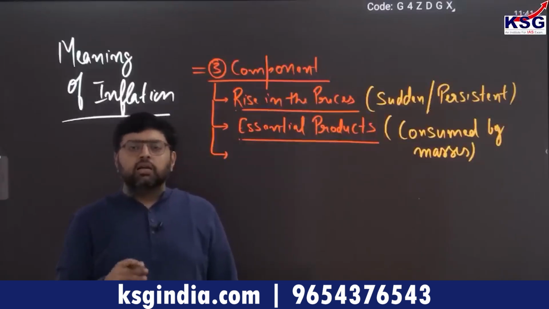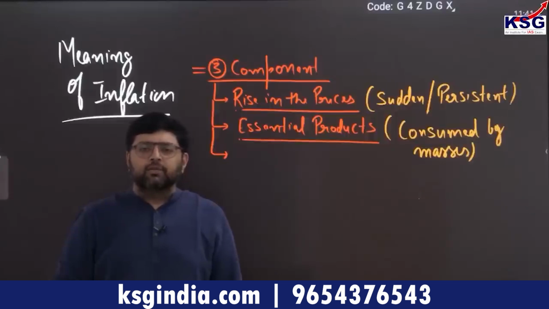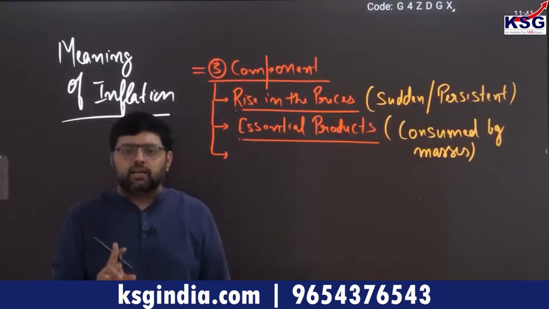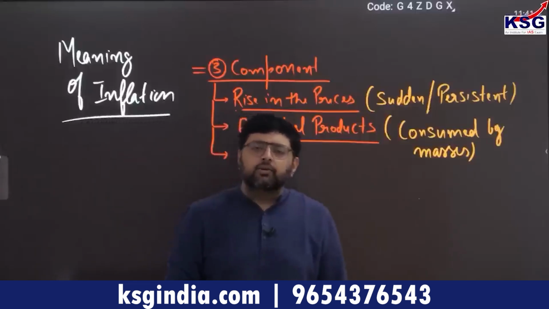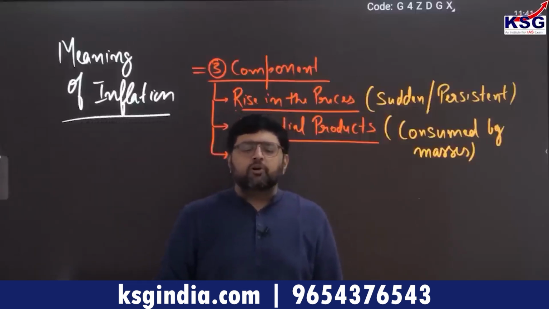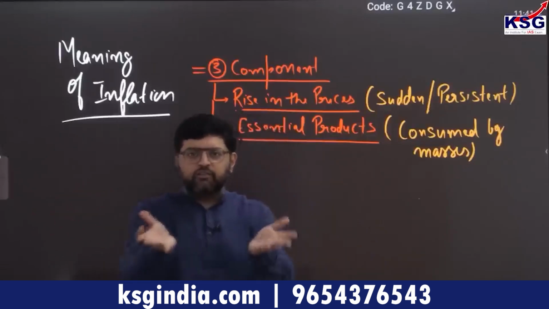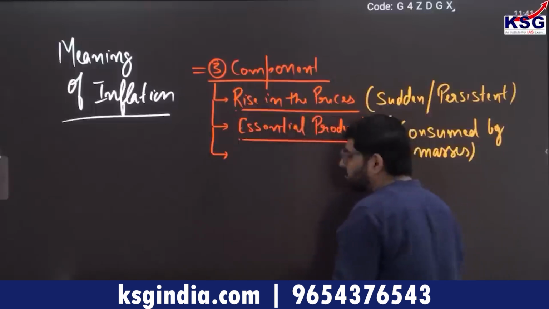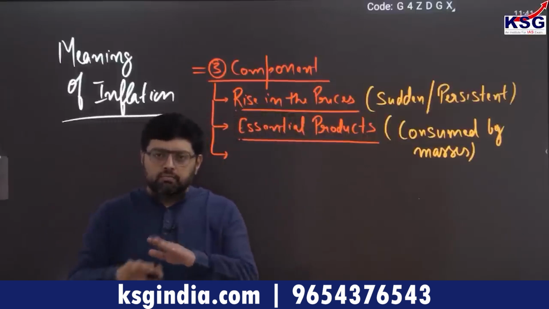Similarly, when I talk about onion and tomato, there can be organic onion and organic tomato. No doubt they are luxury items. So we are talking about those onions and tomatoes which are consumed by masses, not organic. Some people in my class can eat organic fruits and vegetables, but I am not talking about organic. I am talking about those produced using fertilizers, so inorganic. Organic fruits and vegetables are luxury. I am talking only about the essential ones which masses consume.